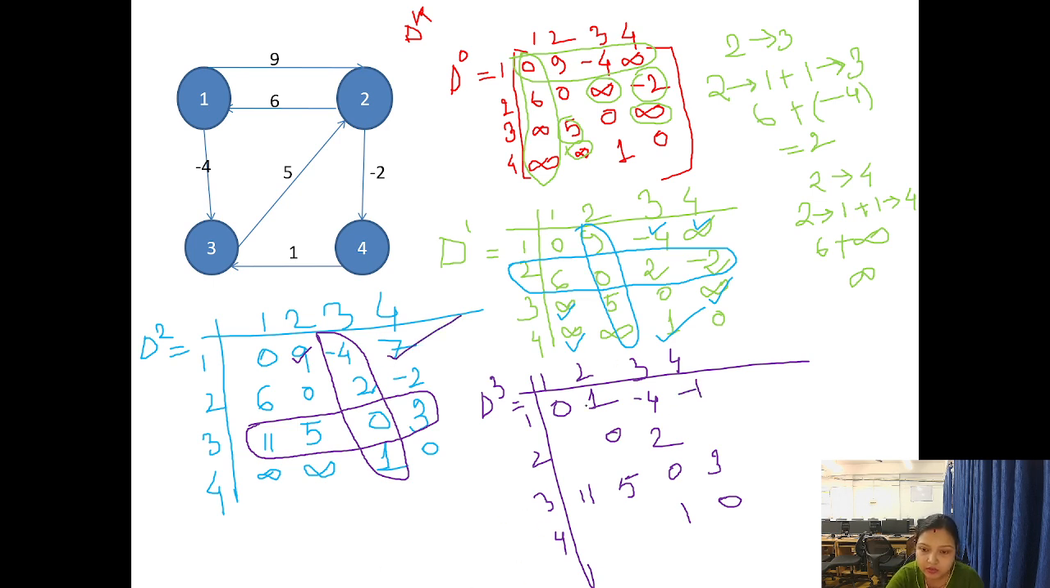Okay, next is 2 to 1. So 2 to 1 will be 2 to 3 and 3 to 1. 2 to 3 is 2, and 3 to 1 is 11. 2 plus 11 is 13, and it was 6. So 6 is minimum only.